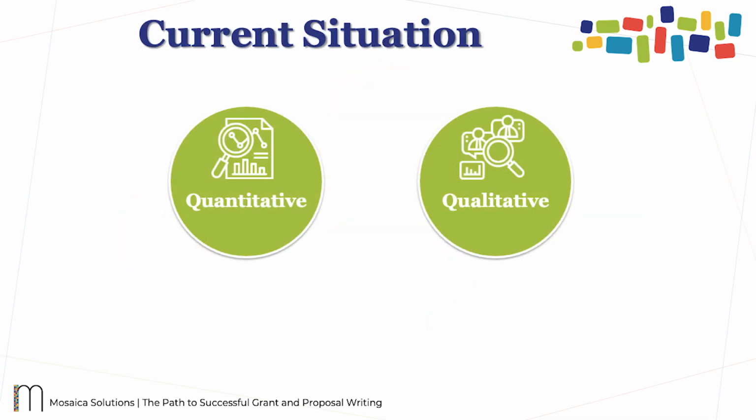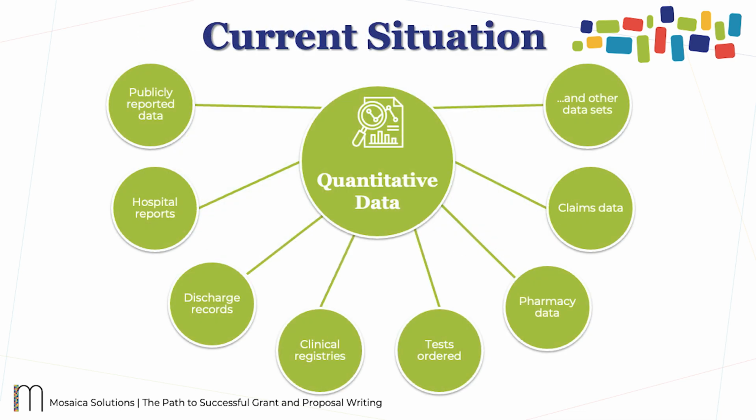The current situation includes both qualitative and quantitative data sources. Quantitative data include publicly reported data, hospital reports, discharge records, clinical registries, tests ordered, clinic and pharmacy data, insurance or other claims data. Other data sets may be available in your specific situation.